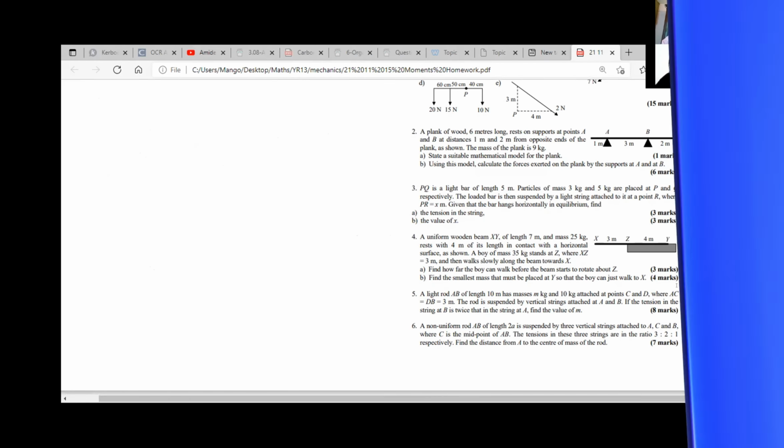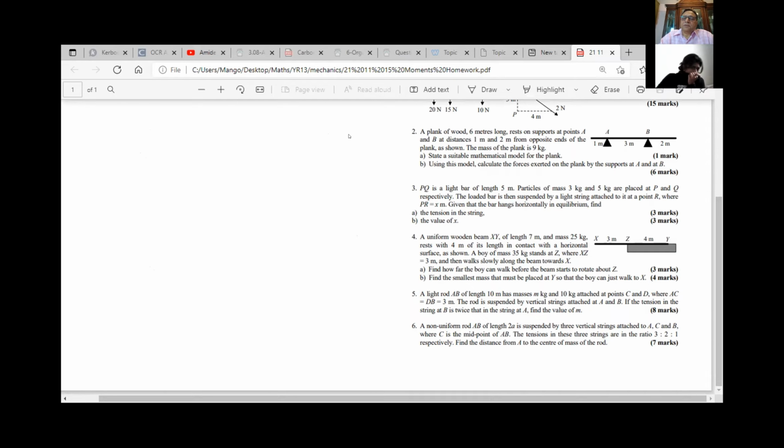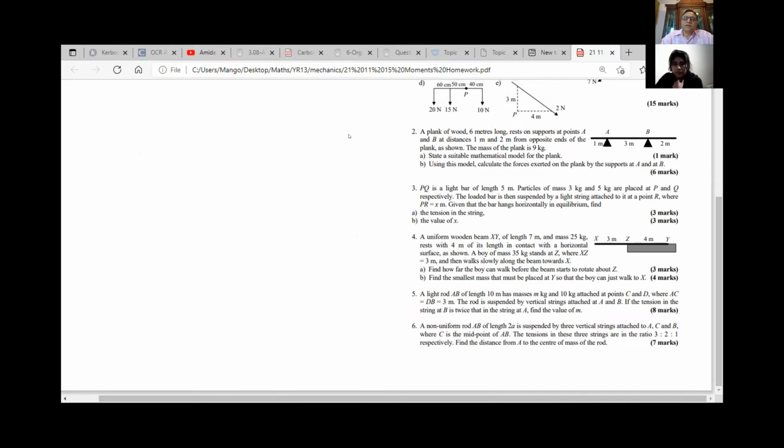Perfect. So next question, please, which is question number 4 now. A uniform wooden beam XY of length 7 meters and mass 25 kg rests with 4 meters of its length in contact with the horizontal surface as shown in the figure. A boy of mass 35 kg stands at Z, where XZ is 3 meters.